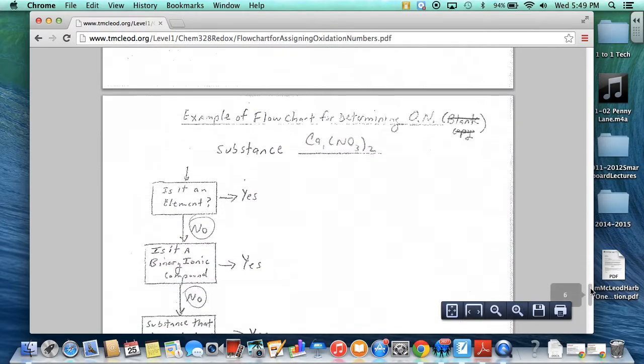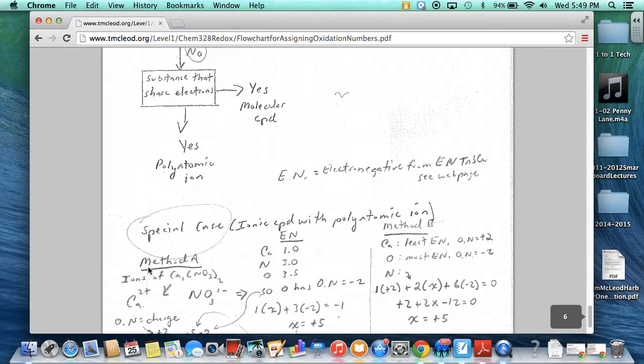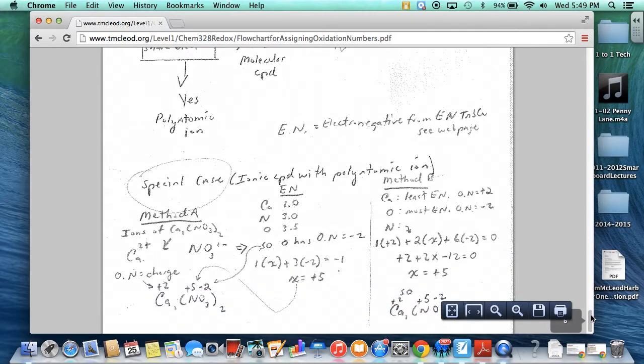So the last one is the ionic compound with a polyatomic ion. So no, it's not that, it's a special case. So now it gets a little more complicated. So if it's method A, what you do in method A, you break up the compound into its ions. So you have Ca2 plus, NO3, 1 minus. Well, you already know, therefore, what's the oxidation number of Ca. It's going to be plus 2, okay? Because it's a cation, and the oxidation number of a cation is its charge. Now, nitrate, we already did this before. We did this on the polyatomic above, but you do the same exact thing, and you get plus 5 and minus 2.